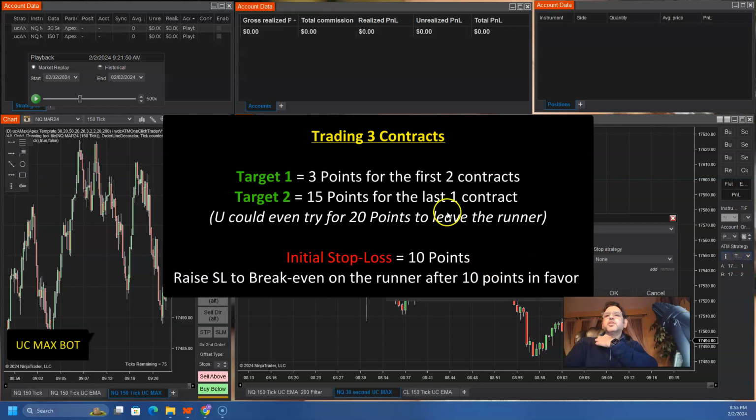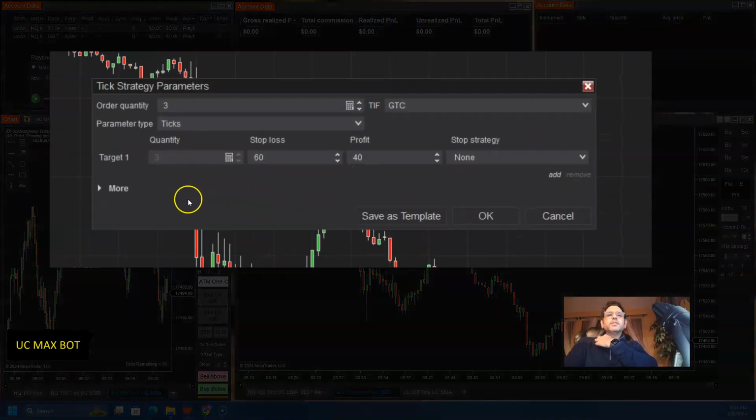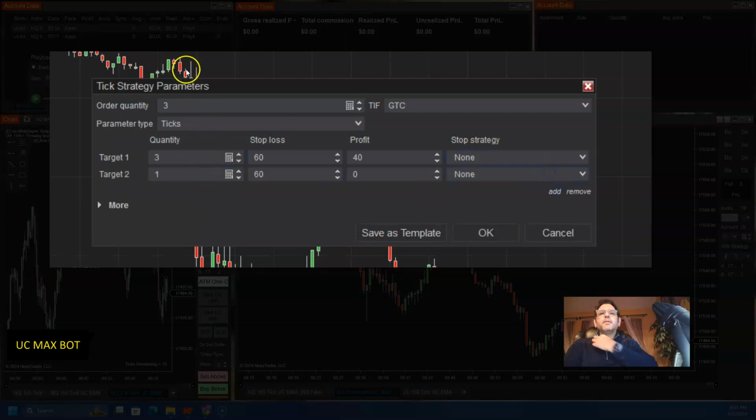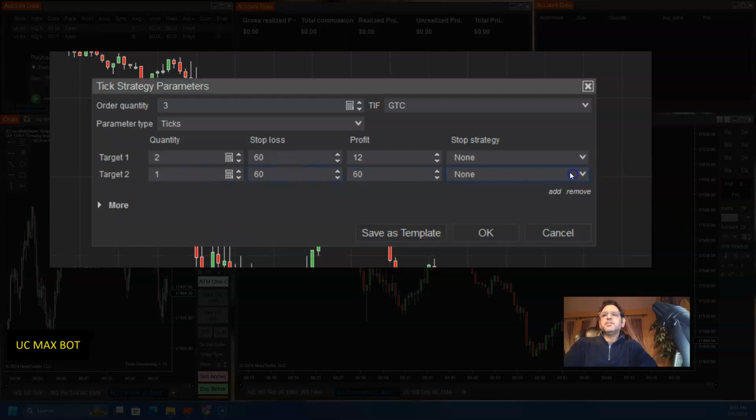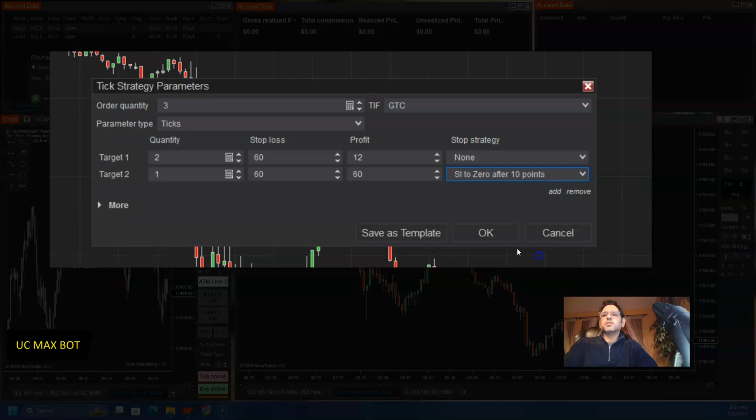Let's start with this one. Tick one, right? So let's adjust this one. What we can do is add 3 contracts again, and for the first 2, let's come out at 3 points or 12 ticks, and for the next one we'll just let it go for 60 ticks or 15 points profit. Let's leave that as a runner and increase the stop loss to 0 for that one after 10 points. And we'll make the stop loss 10 points.